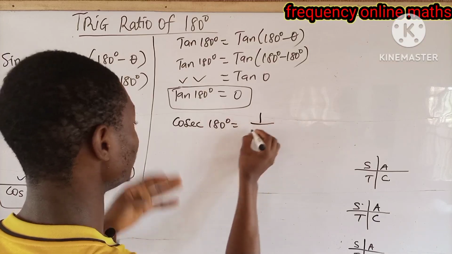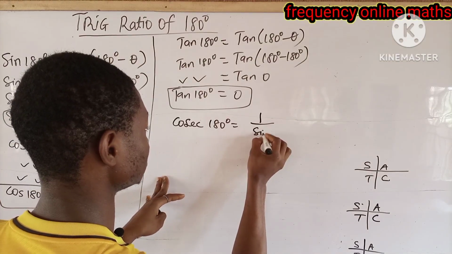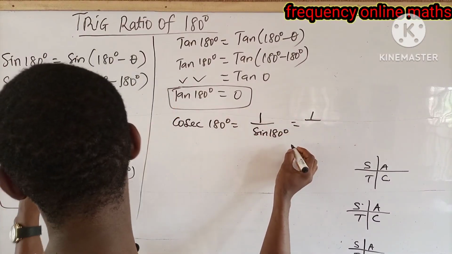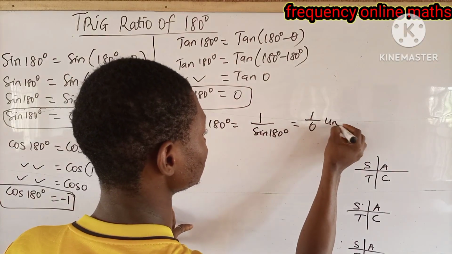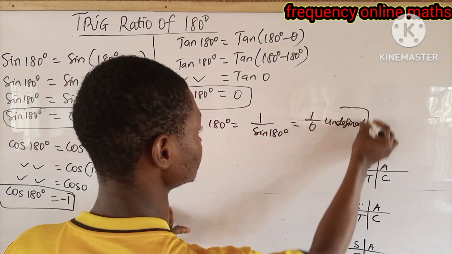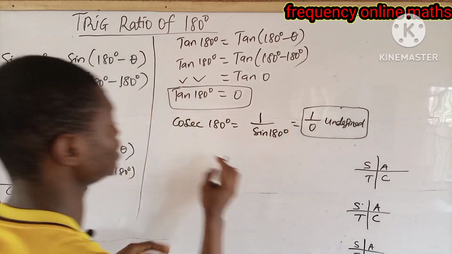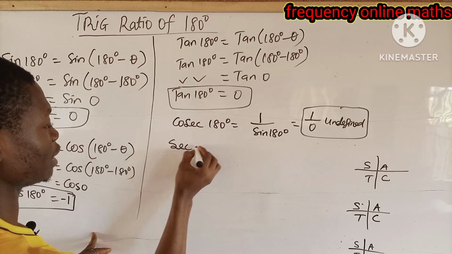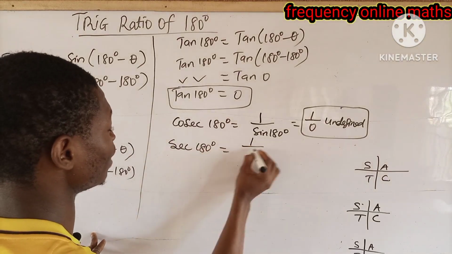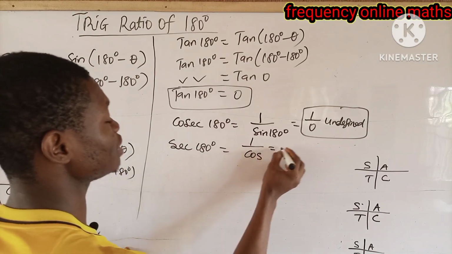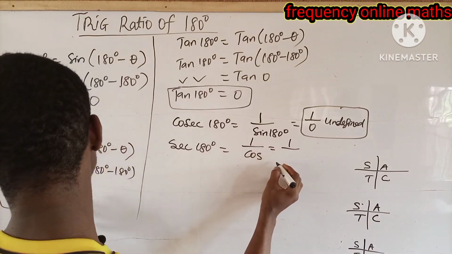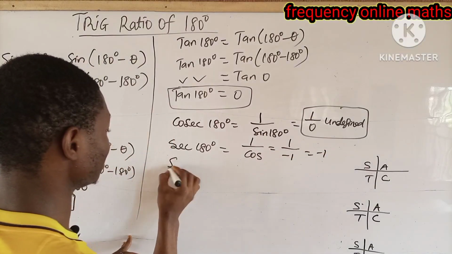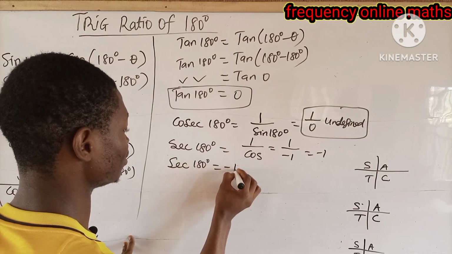So cosec is 1 over sine 180 degrees, which is equal to 1 over 0, which is undefined. So the value of cosec 180 degrees is undefined. So let's find sec 180 degrees, which is equal to 1 over cos, which is equal to 1 over minus 1. 1 divided by minus 1 is minus 1. So sec 180 degrees is equal to minus 1.